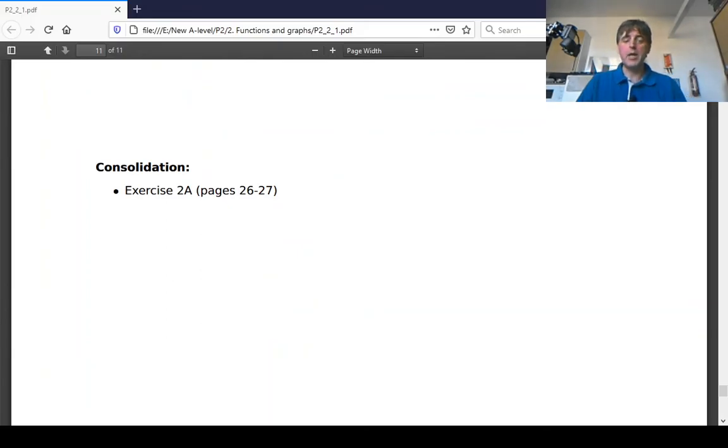Okay, so there we go with this section of the chapter then. We have here lots of stuff to do with the modulus function. We've introduced ourselves to what it means, how to sketch graphs, and how to solve equations.